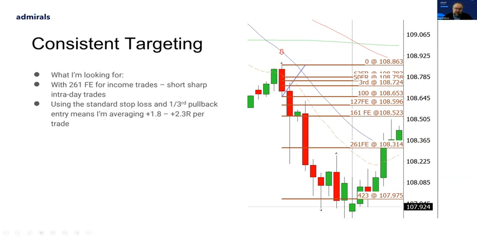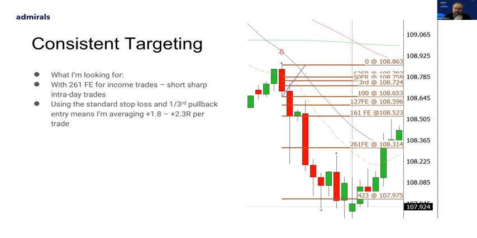So what I generally look to do is use the 261 for what I would call my income trades, which are short, sharpish intraday trades. I'm not looking to hit a home run. I'm not looking to deliver a knockout blow. These are just good, simple, solid trades with good asymmetric reward to risk ratios for my income account.